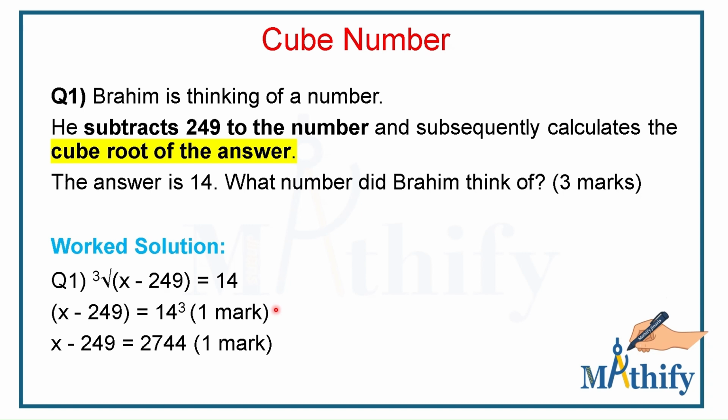Now to get the final mark, we need to make x the subject. x is equal to 2744 plus 249. That will give us our final answer of x is equal to 2993. These are your 3 marks secured.